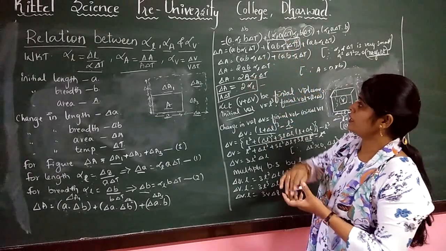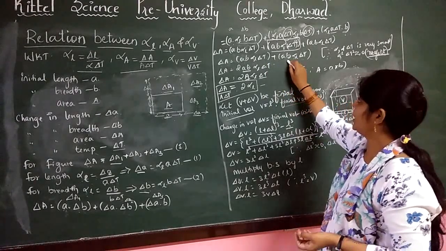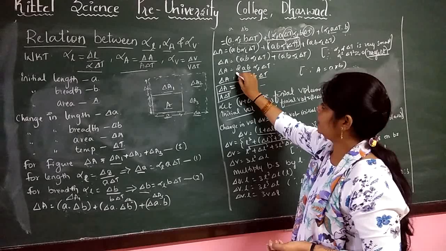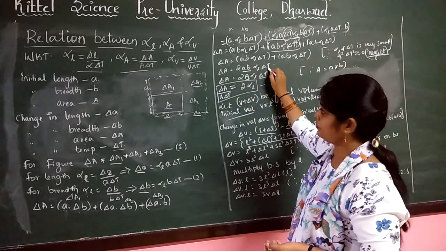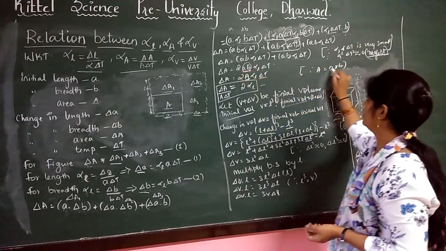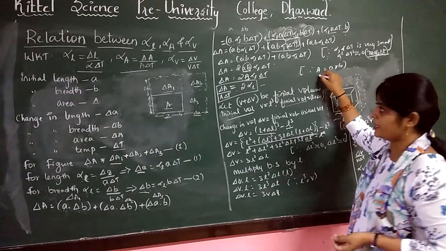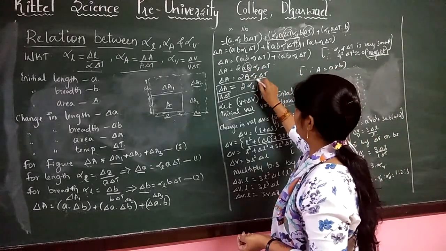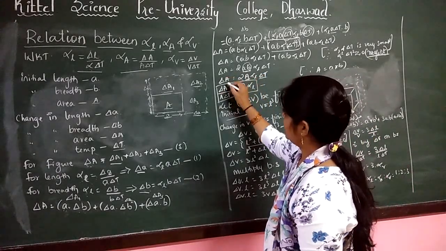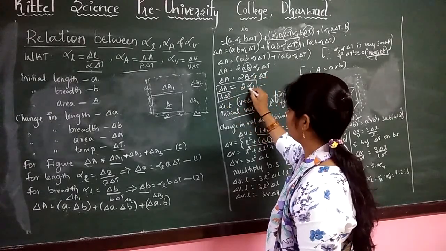So what remains: delta A is equal to AB alpha L delta T plus AB alpha L delta T. These two together become 2AB alpha L delta T. So delta A is equal to 2 A alpha L delta T, where A is length into breadth, that is the area. Now rearrange: delta A by A delta T is equal to 2 alpha L.